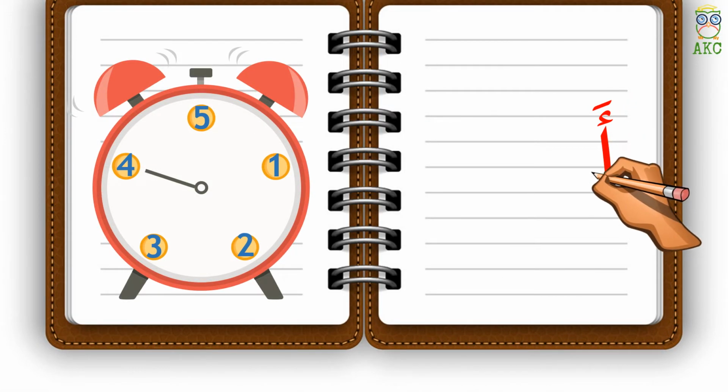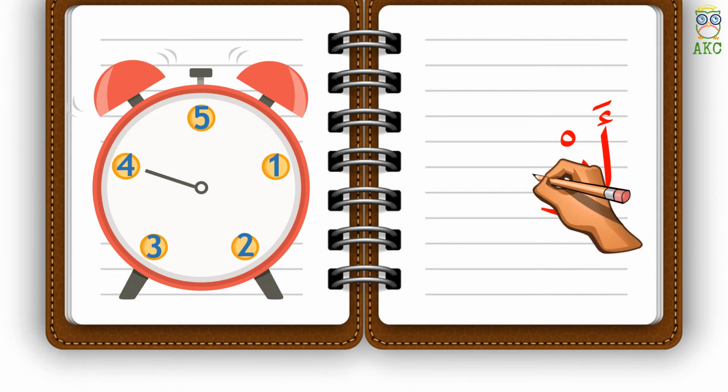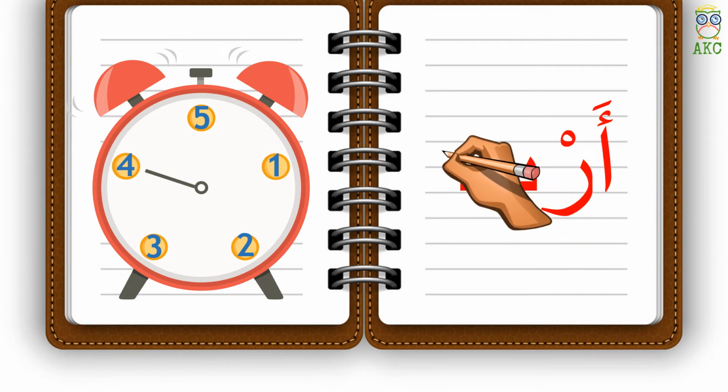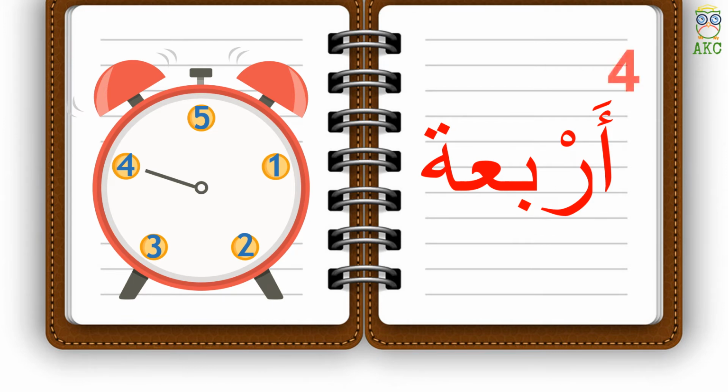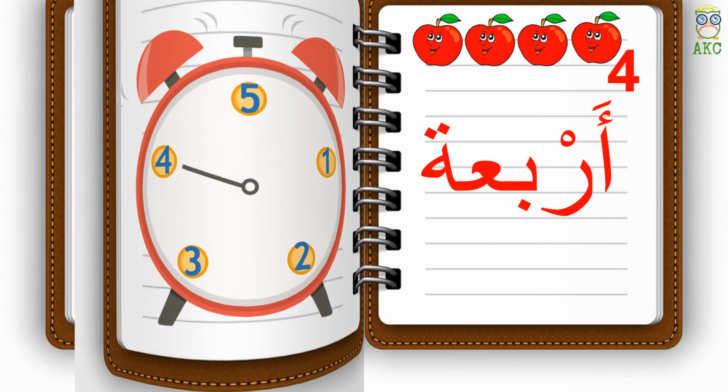أربعة. We write all the letters on the line except را. We write را like a slide under the line. أربعة. Four.